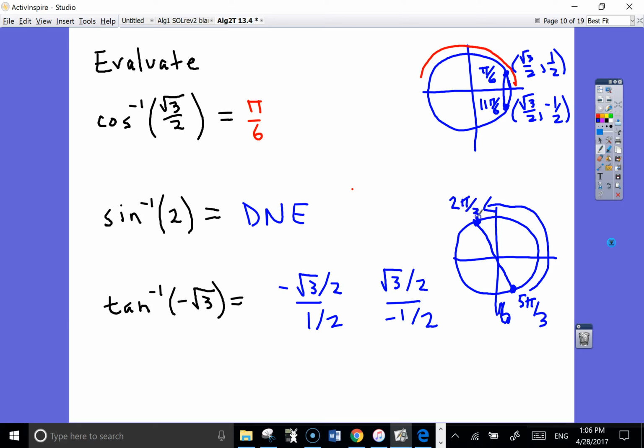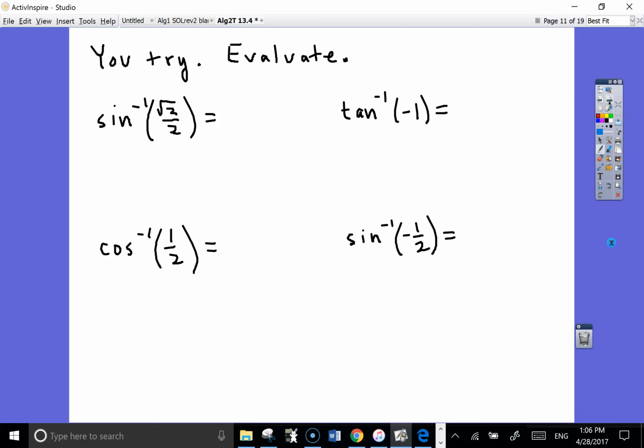Now, only one of those is in the range of the tan inverse. Which one is it? The 5 pi over 3. Remember that the tangent only goes in these two quadrants. So that has to be 5 pi over 3. Okay, now this is your U try. So do the U try, see if you could figure out these.